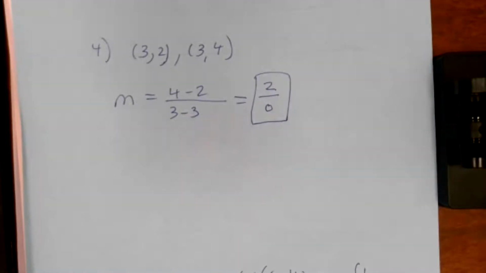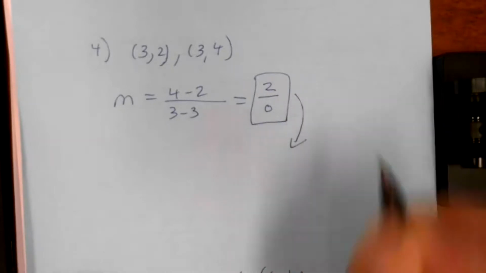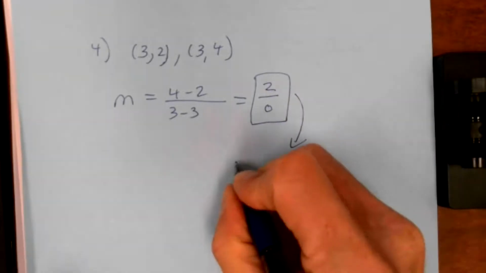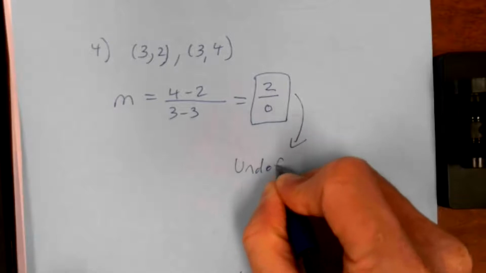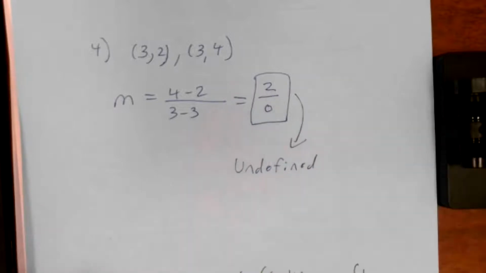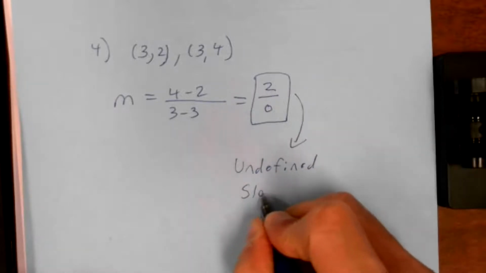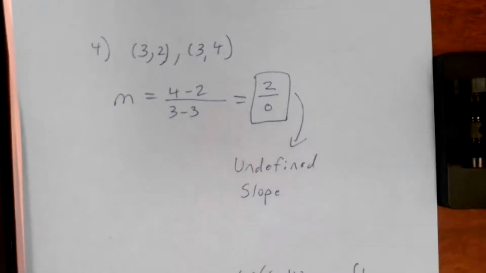Now, if you remember from your high school mathematics, we can't divide by 0. This is undefined. In fact, our slope is undefined. So we have an undefined slope here.